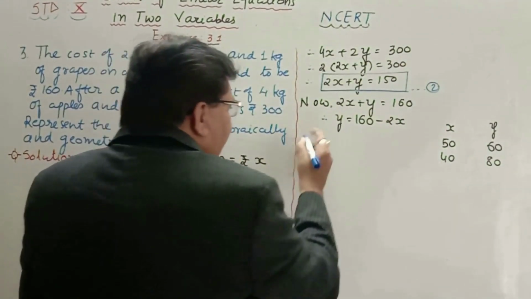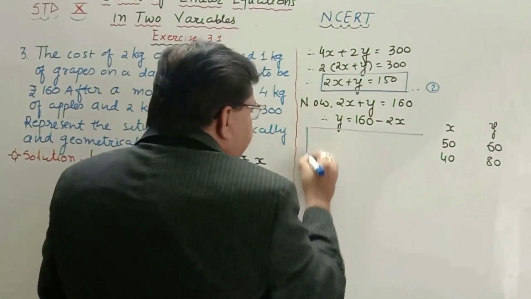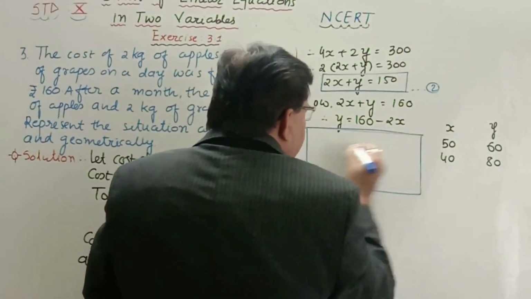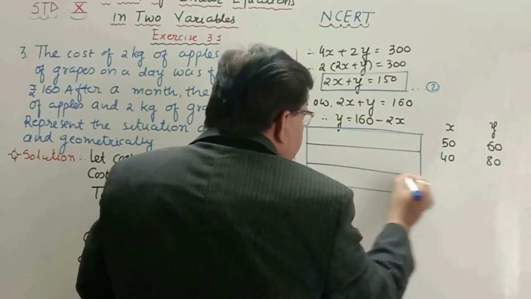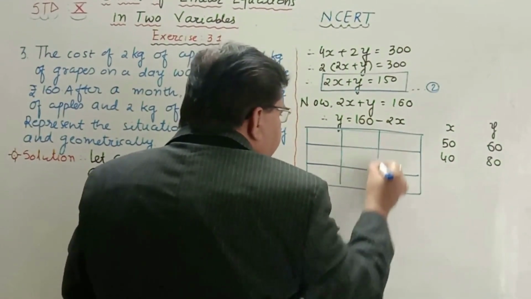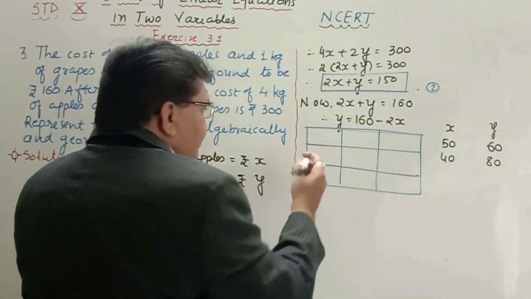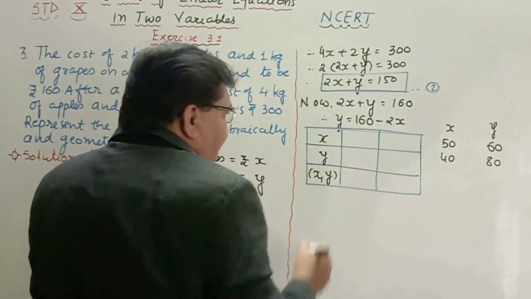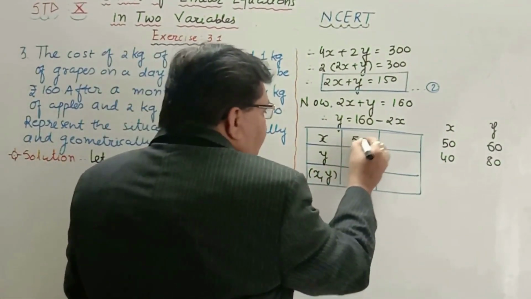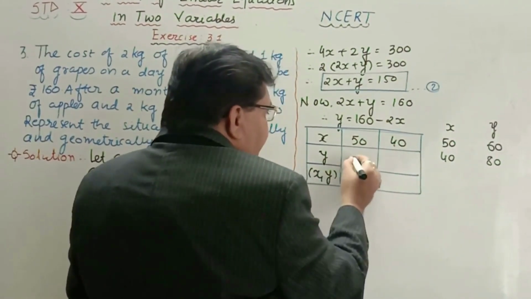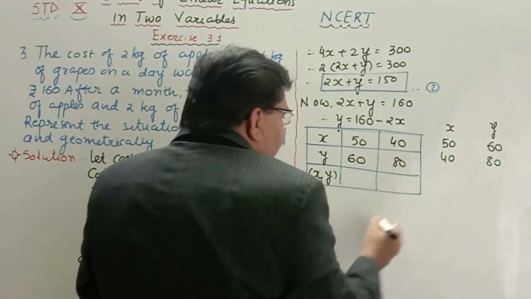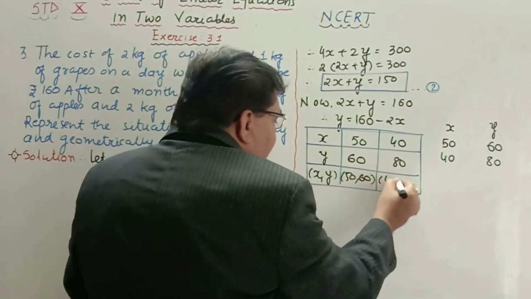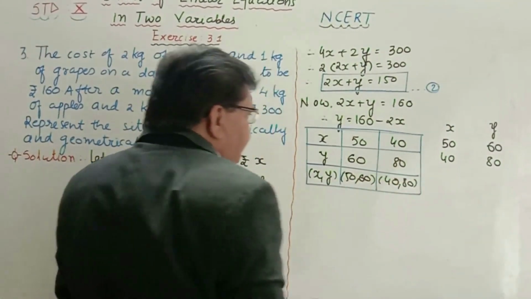Now we make the table. x and y. The values are 50 and 40 for x, and 60 and 80 for y. The ordered pairs are (50, 60) and (40, 80).